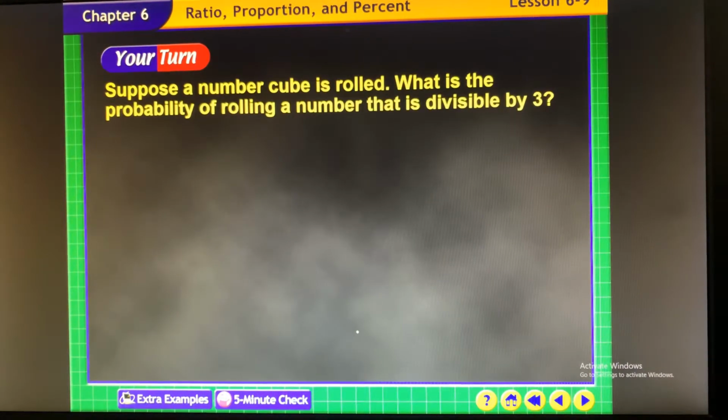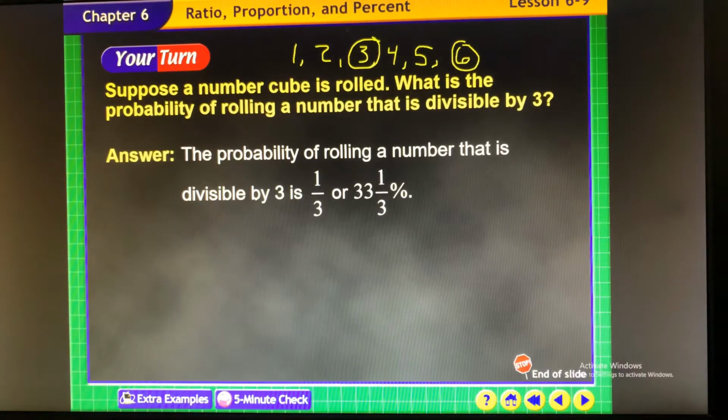A cube is rolled. What is the probability of rolling a number that's divisible by 3? So think about your numbers. 1, 2, 3, 4, 5, 6. 3 is divisible by 3 and 6 is divisible by 3. So again, 2 out of 6, 1/3.